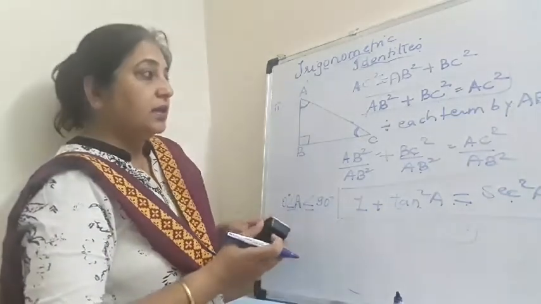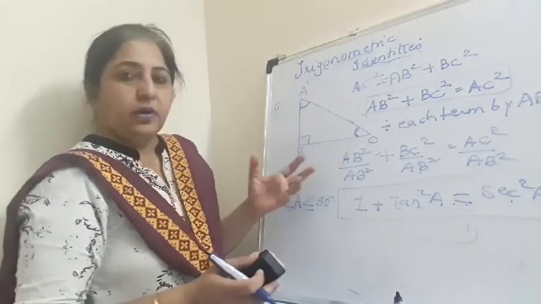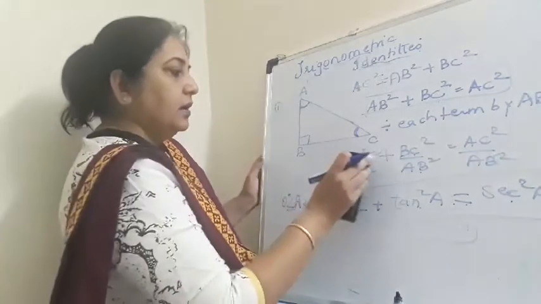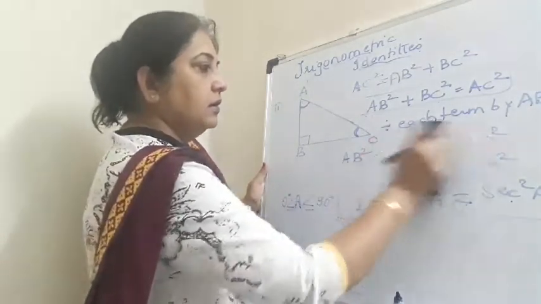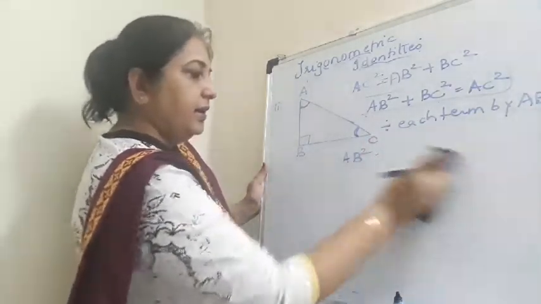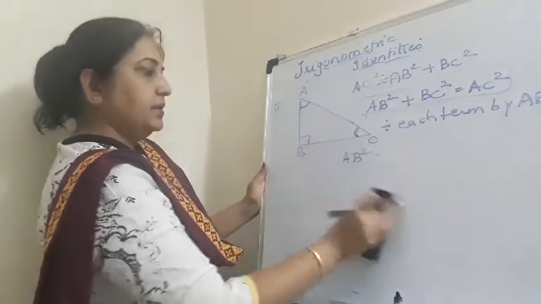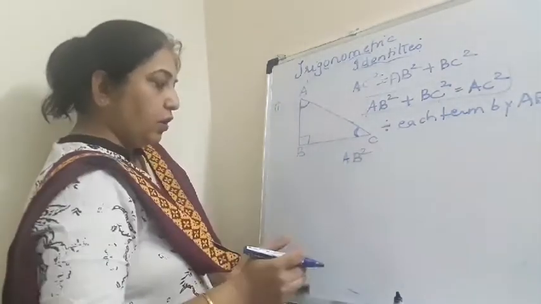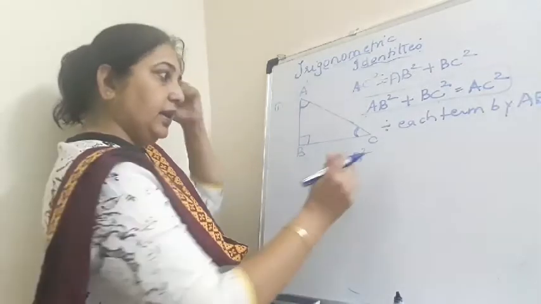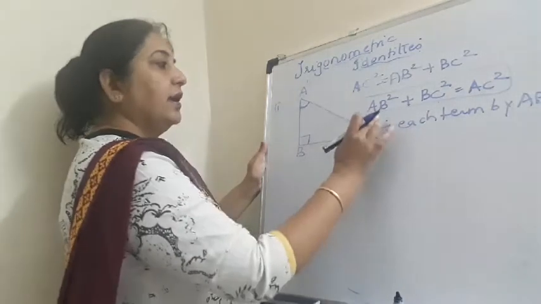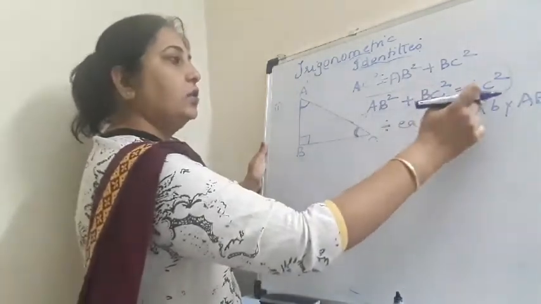Right? Now, the third one. I hope you are understanding. The third identity is 1 plus, or we can say cot square. Okay, let us write. See, AB square plus BC square is equal to AC square.